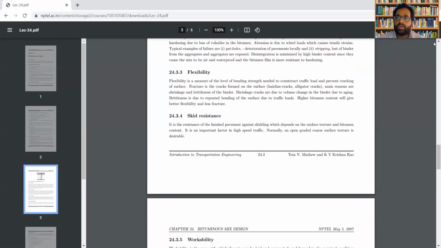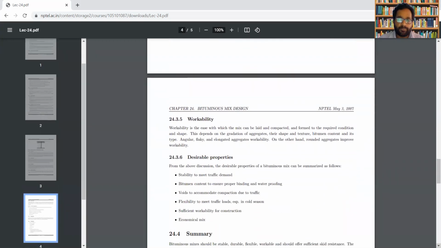So we have seen stability, durability, flexibility, and skid resistance. Another one is workability. What is the ease with which the bituminous mix can be laid, the mix can be compacted, and the mix can be formed to the required condition and shape? This workability will depend on the gradation of aggregate, the shape and texture, and the bitumen content and its type. There are different types of aggregates like angular, flaky, elongated aggregates, etc. But rounded aggregates will have more workability.